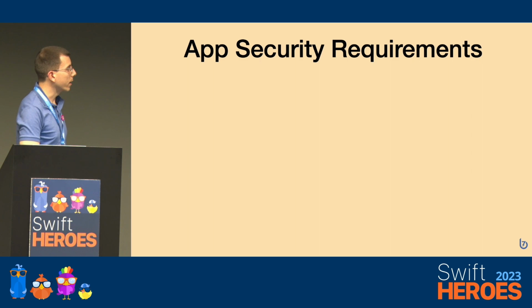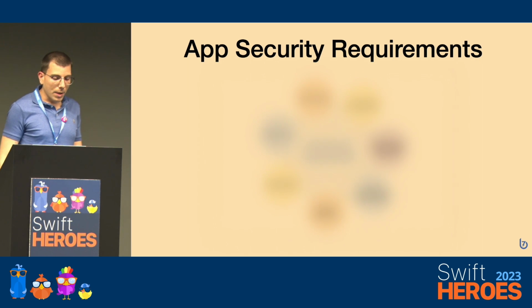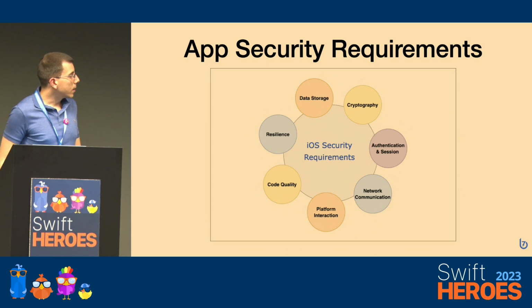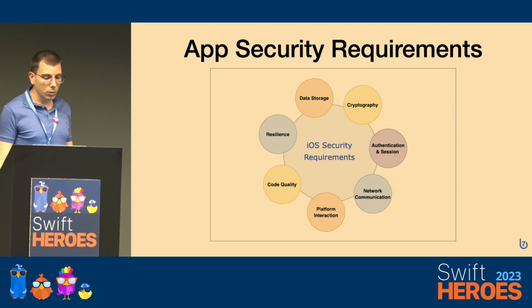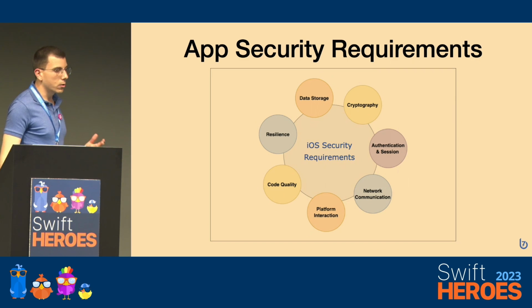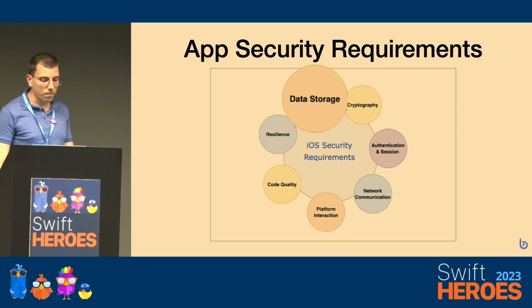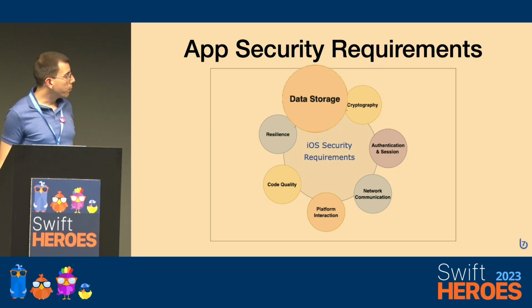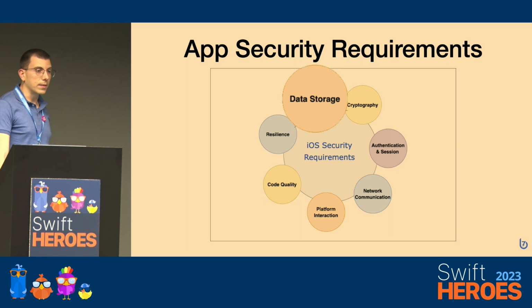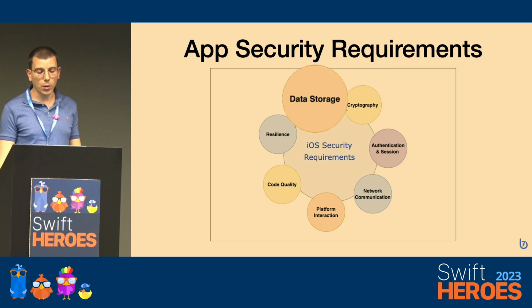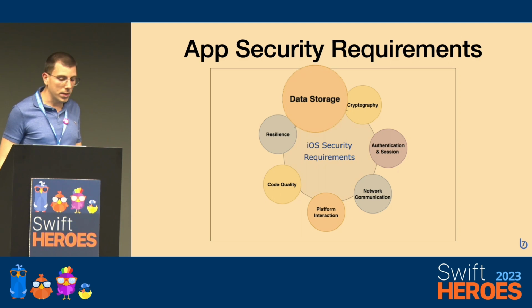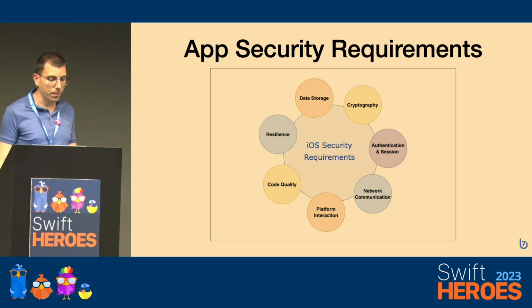So let's start. Let's talk about app security requirements. As you can see from this graph, we have several requirements in order to have a secure app. First of all, it's data storage. It covers protection of sensitive data, such as authentication tokens and private information. That's one of the things you should keep in consideration when building a secure app.